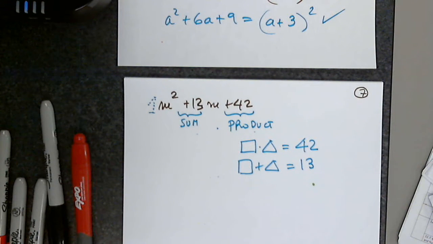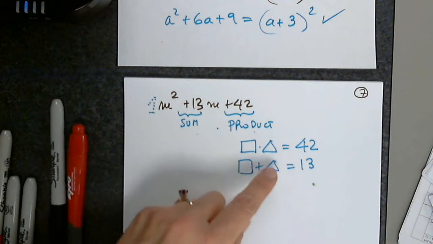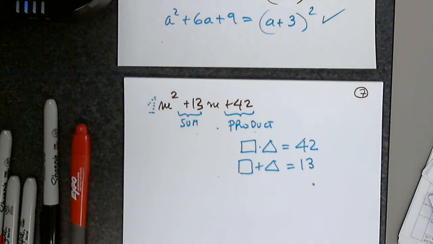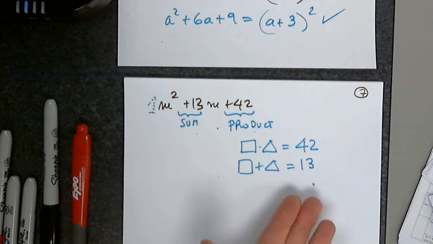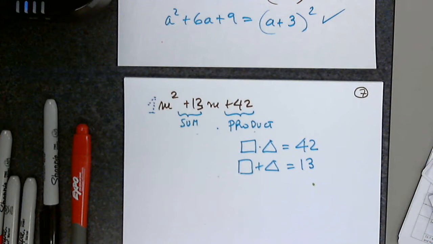But because the sum is positive, I know for sure they must be positive. If the sum were negative, then I would have said, oh, the numbers have to have the same sign. In that case, they would both be negative, because their sum is negative. But the sum is positive. Can you come up with two numbers whose product is 42, and at the same time, their sum is 13?